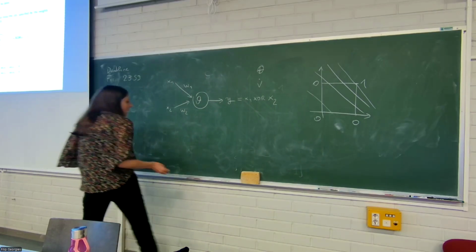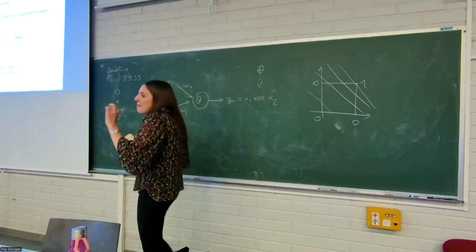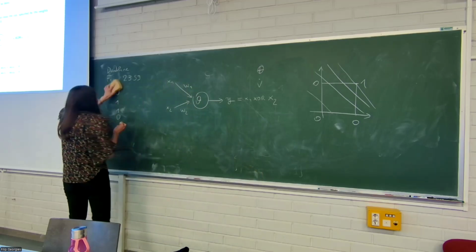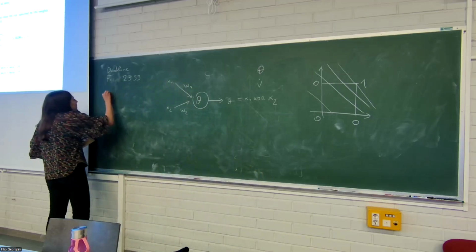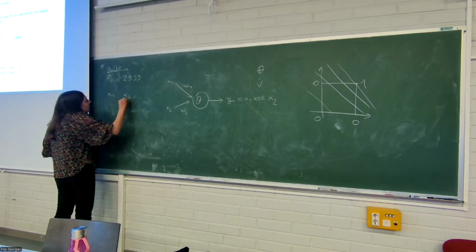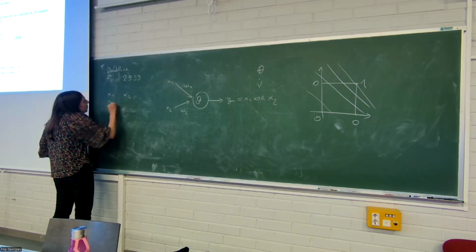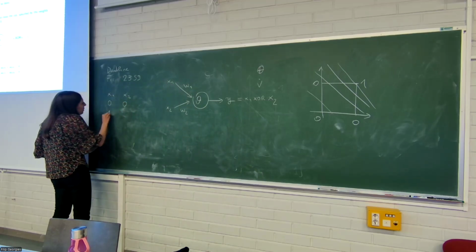I'm sorry, I have to write at least one truth table today. That is the truth table that goes x1, x2. Maybe I have to reflect the book. Okay, I don't like it.